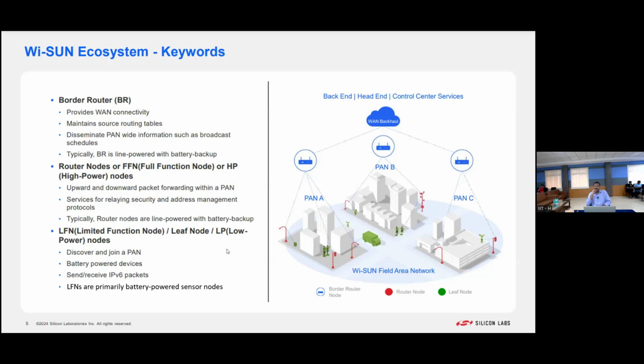And the border router is the one which basically maintains routing tables of the entire PAN, and makes sure all the devices connected through the PAN are able to access the cloud. The cloud connectivity could be anything like cellular, fiber, or Ethernet. Any of those backhaul connectivity options can be possible with the border routers. So there is one border router for each PAN.